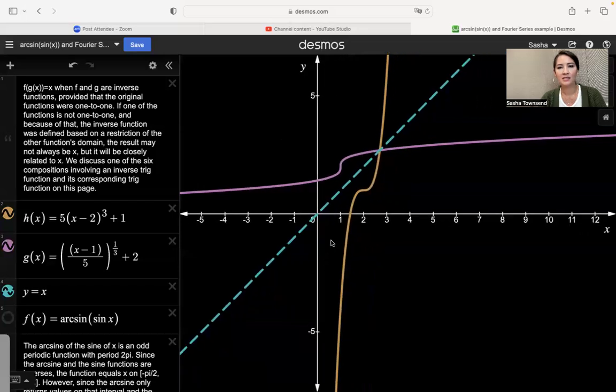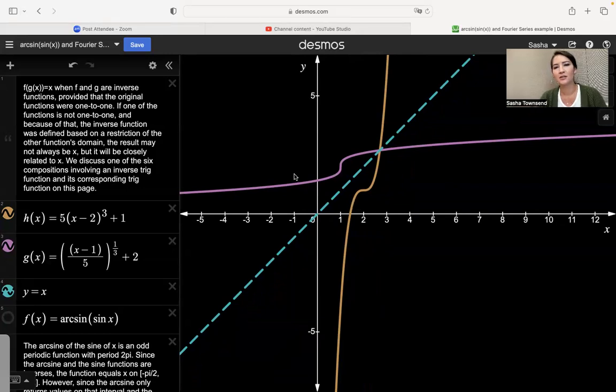We can see that this orange graph is 1-to-1. Every x value has only one y value, and every y value has only one x value. And the same is true for the purple graph. Every x value has only one y, and every y has only one x. We've got the symmetry across the line y equals x. If the point (a, b) is on the graph of the purple function, the point (b, a) is on the graph of the orange function.